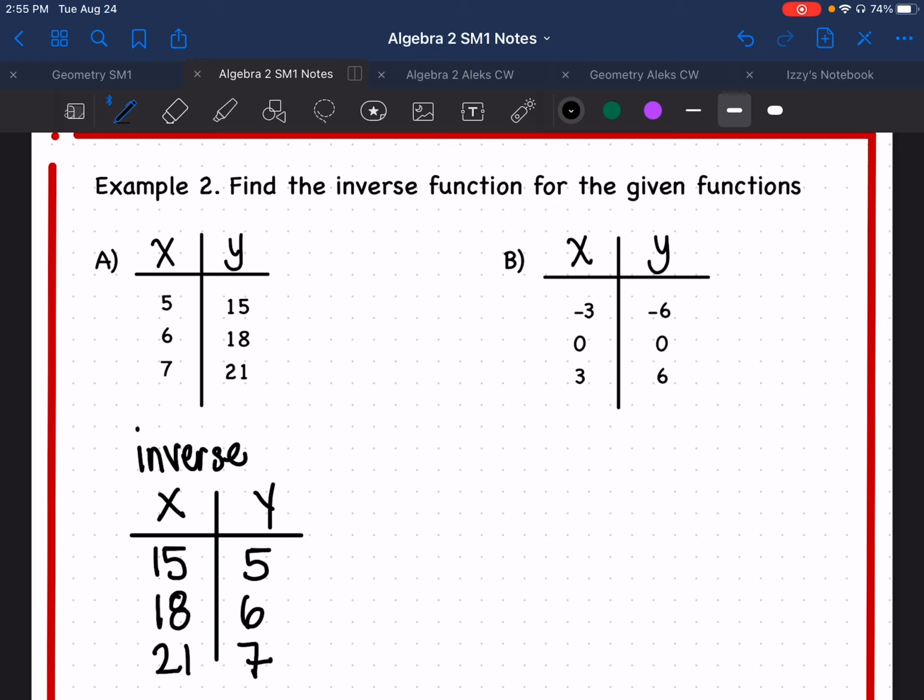That's it. Let's try the next one. My inverse. There we go. I almost forgot how to spell it for a second.